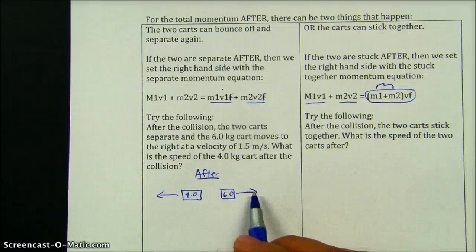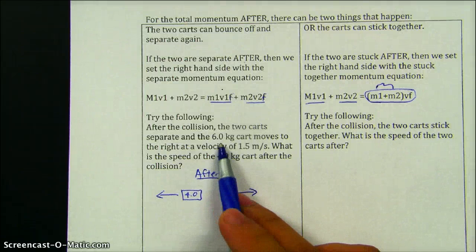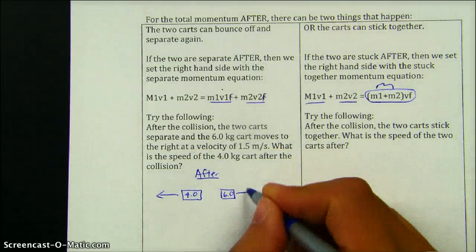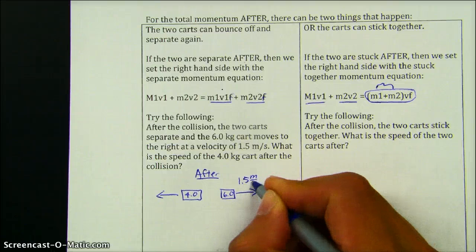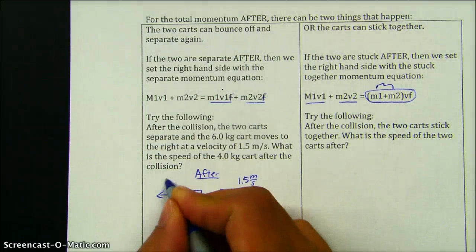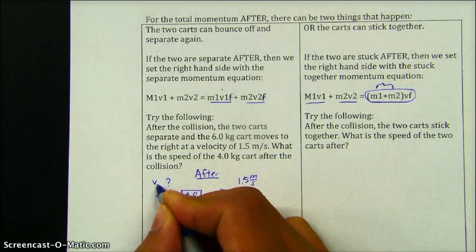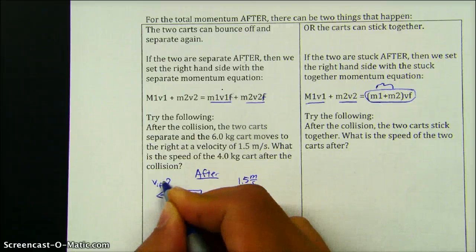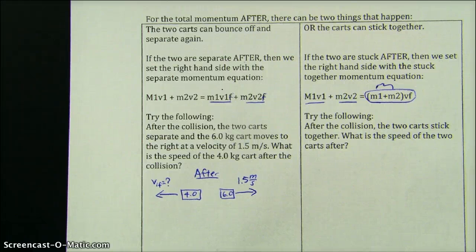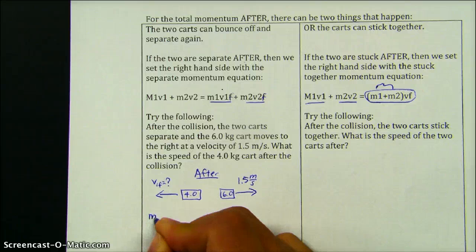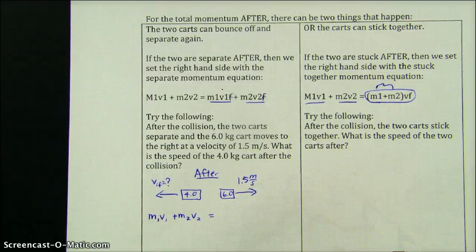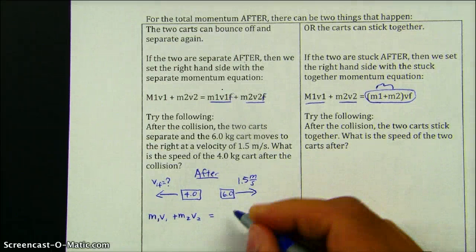Okay, it says here a given is that after the collision, the 6 kilogram cart moves to the right with the velocity of 1.5 meters per second. And it's asking us what is the speed of the 4 kilogram cart after the collision. So we're asked to find this, which we're going to call V1 final, because that's the final velocity of the first cart. Great. So let's set up the equation again. On the left-hand side, this is before the collision. We know before the collision there was separate momentum, and the right-hand side of the equation is after the collision.